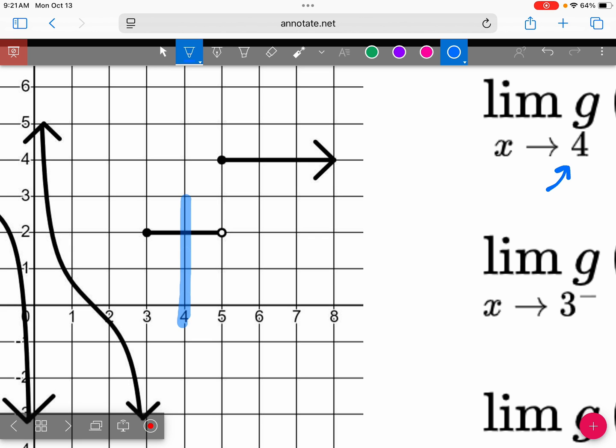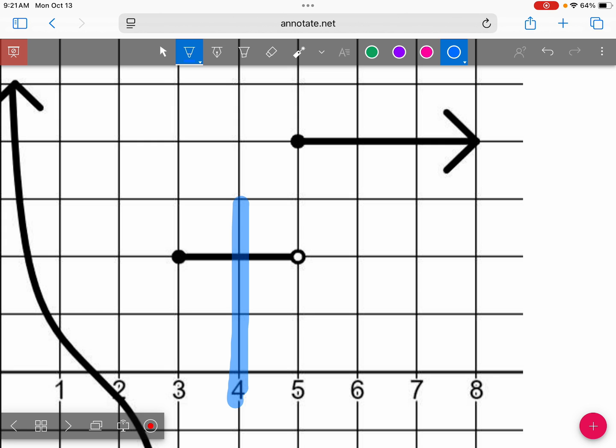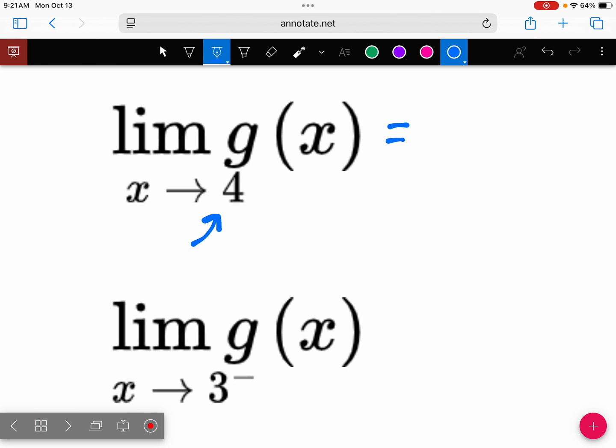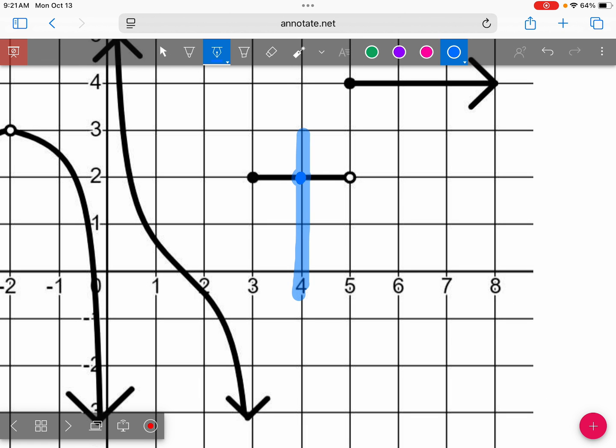What's the limit as we approach x from the left? 2. What's the limit as we approach x from the right? 2. I can approach the same number from left and right. That means our limit as we approach 4 is exactly what this value is right here. So if we're in the middle of a continuous segment, it is what it is, exactly this value right there on the line. Equals 2. Because our limit coming from the left and our limit coming from the right are exactly the same.